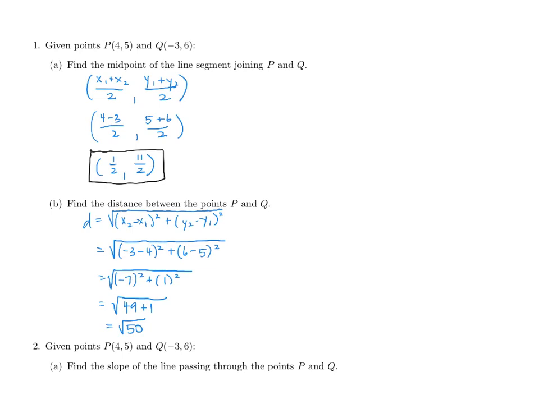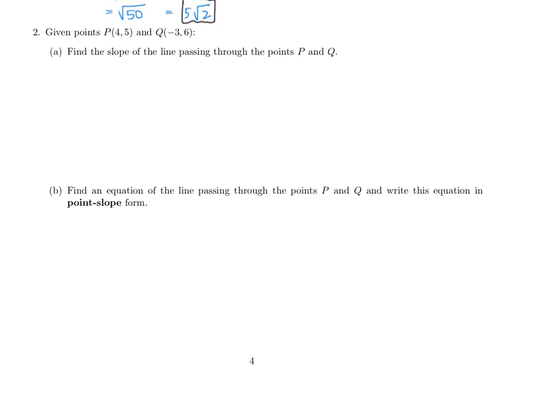Now, more than likely, they're going to want you to fully simplify your radical. That's what I would expect when you were doing this. So that means you need to do a prime factor tree. So 50 can be broken down into 2 times 25. 25 can be broken down into 5 times 5. And so remember, your pairs come out and your singles stay in. So this is going to reduce. 5 comes out, 2 stays under. So 5 square root of 2 would be the distance between points P and Q.